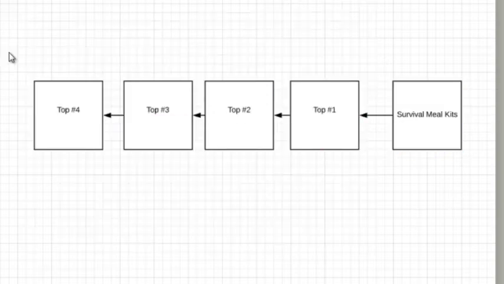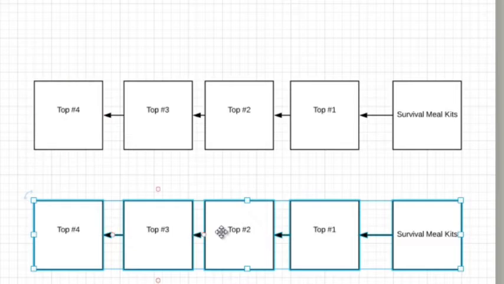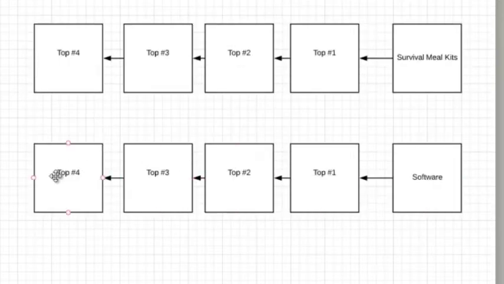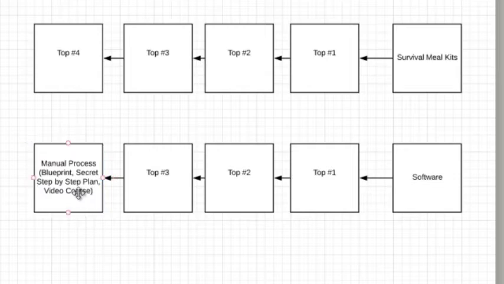So let's show you a different scenario here. So let's move this down. So this is a totally different scenario here. So let's say, for example, you're selling a piece of software. So you could say, instead of saying top 4, 3, 2, 1, you could talk about the manual process. So this could be in the form of a blueprint, a secret plan, step-by-step plan, a video course. And then you talk about it every single email.